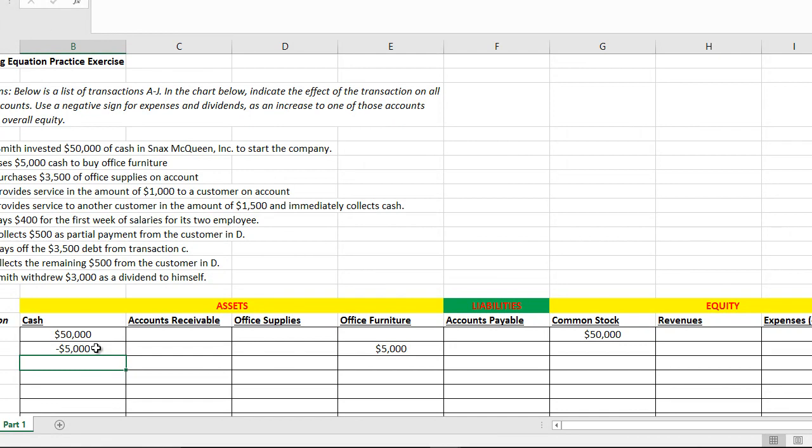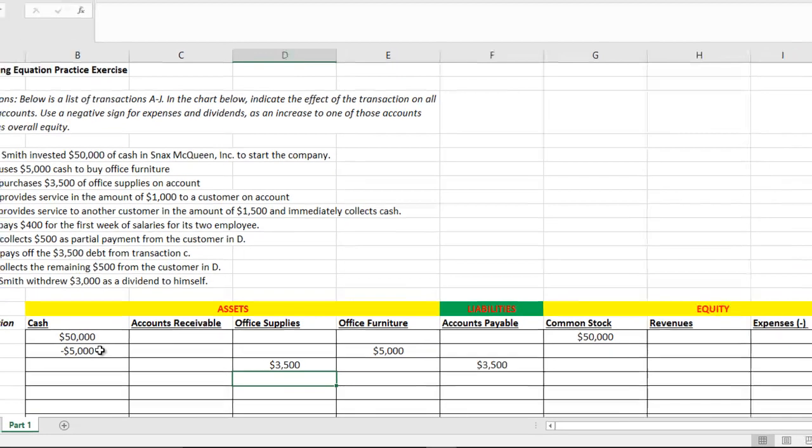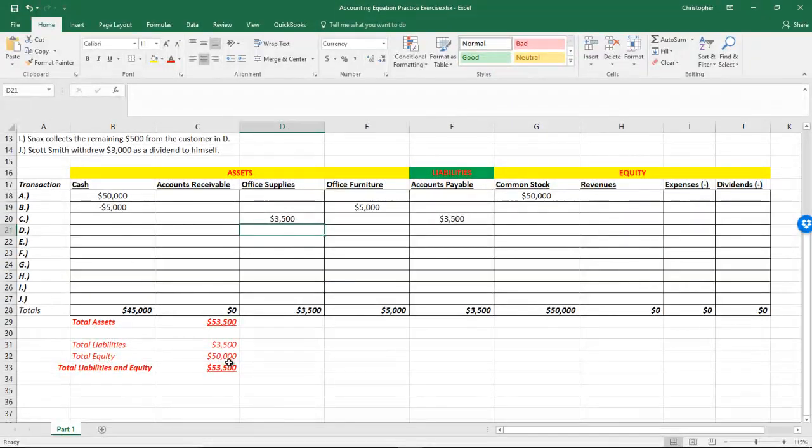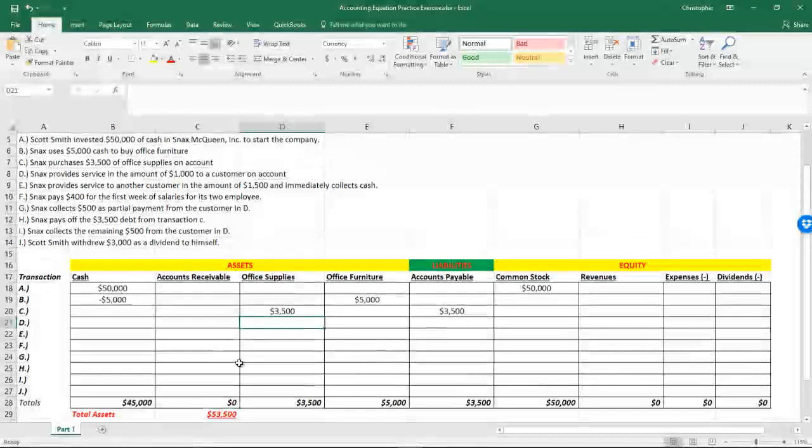Next one, C, we purchased $3,500 of office supplies on account. So with the account we're talking about in this case, we're purchasing something, so we owe money. Our liability is increasing by $3,500, and our office supplies are increasing as well. So in this case, one of the assets increased, one of the liabilities increased on opposite sides of the accounting equation, so we are still good to go here. We're still in balance. As you can see down here, $53,500 on both sides, we're good to go.